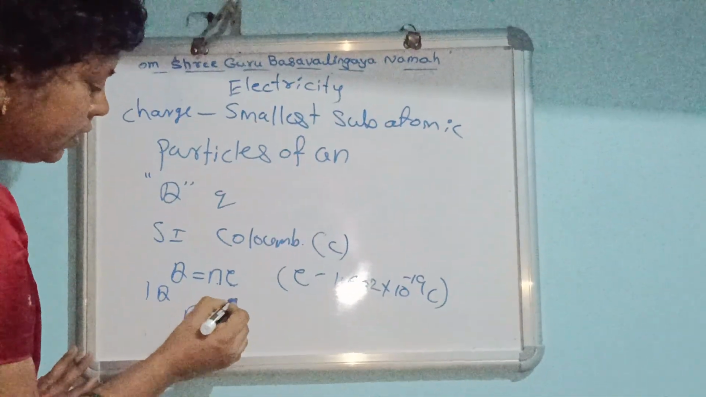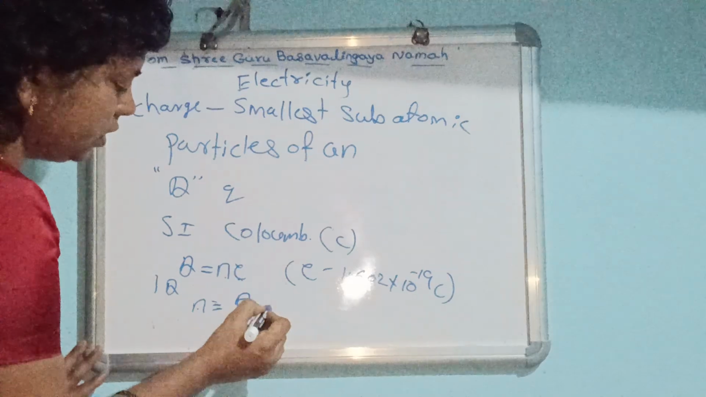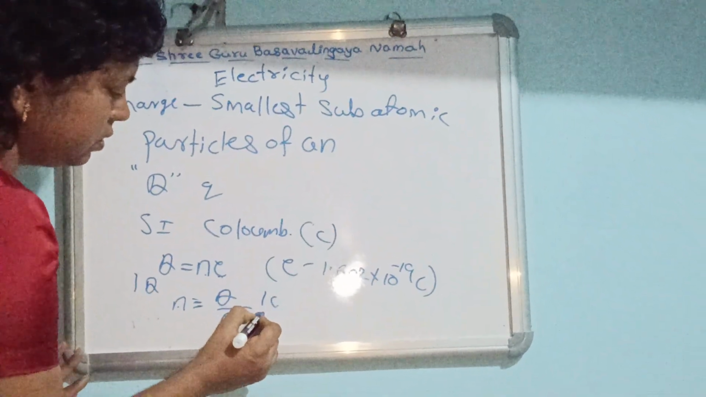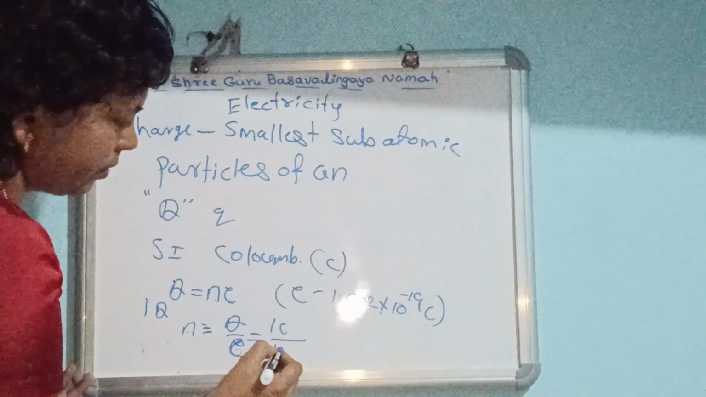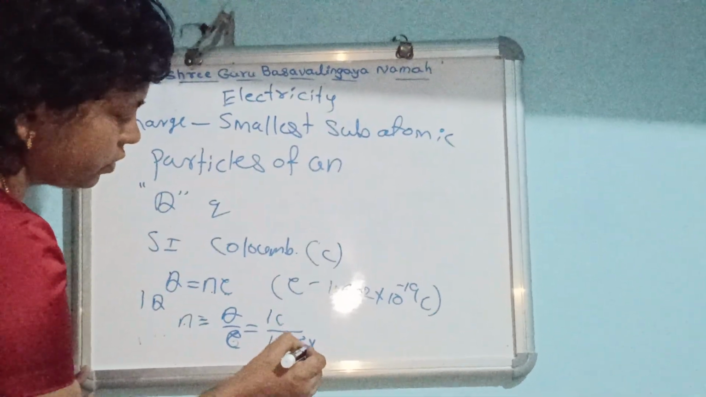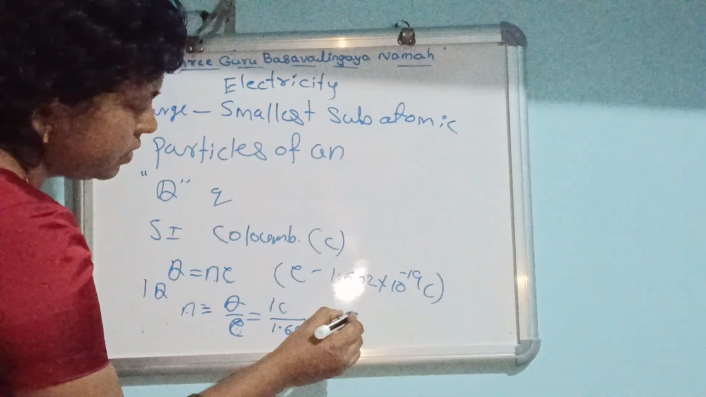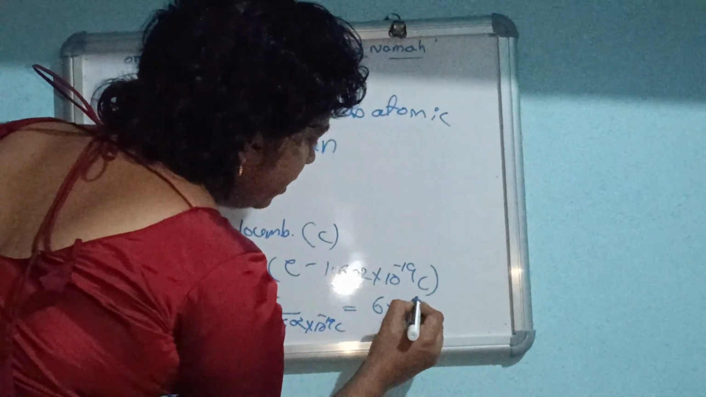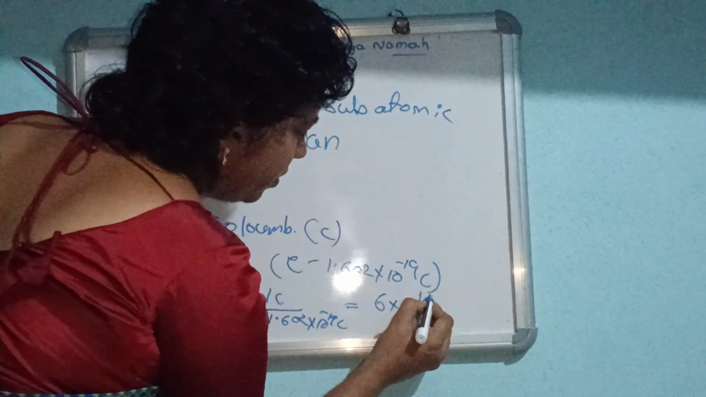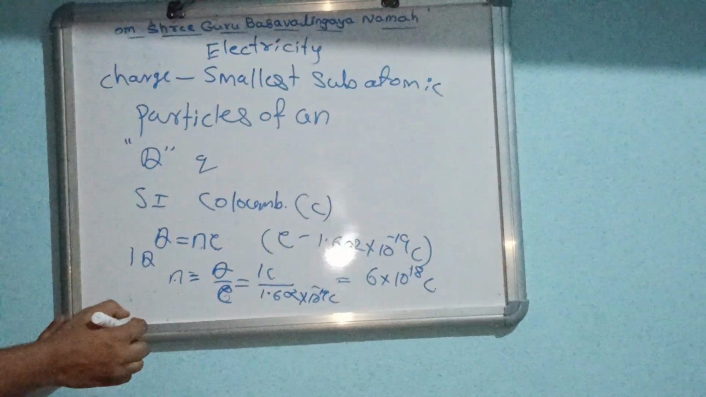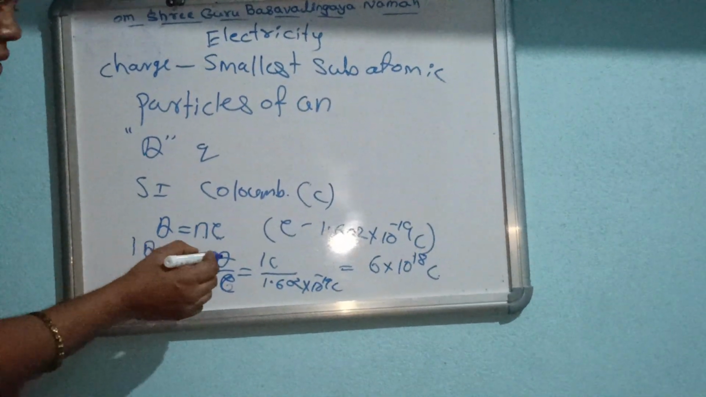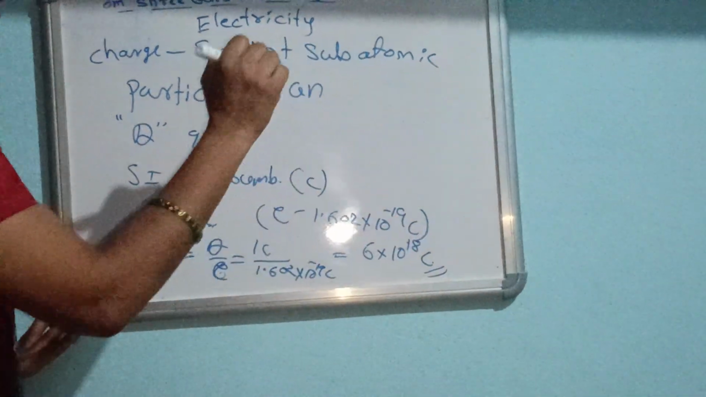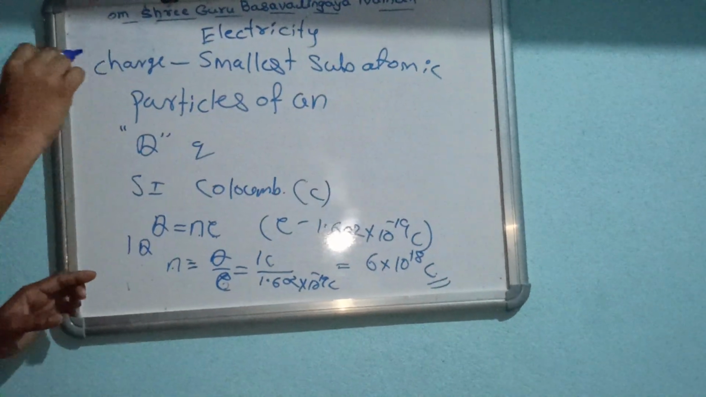So n equals Q divided by e, which is 1 coulomb divided by 1.602 × 10^-19 coulomb. We get approximately 6 × 10^18 electrons required for the movement of 1 coulomb of charge through a conductor with respect to time. These are all about the charges.